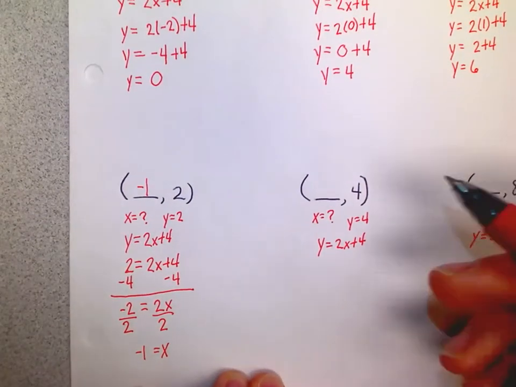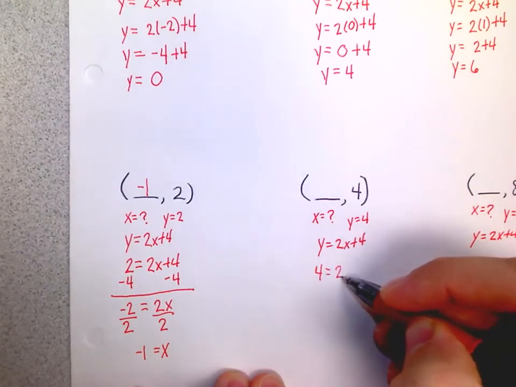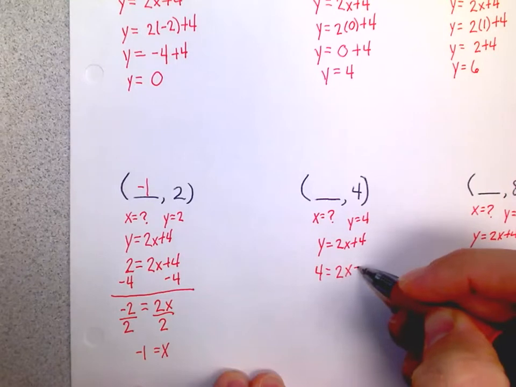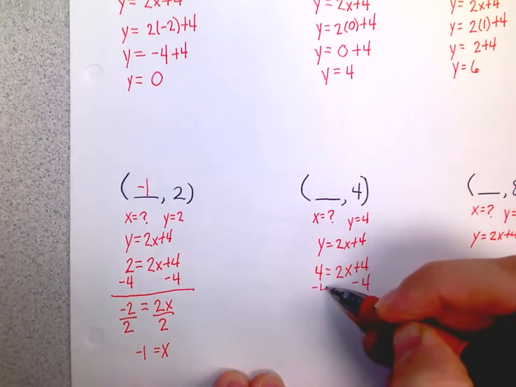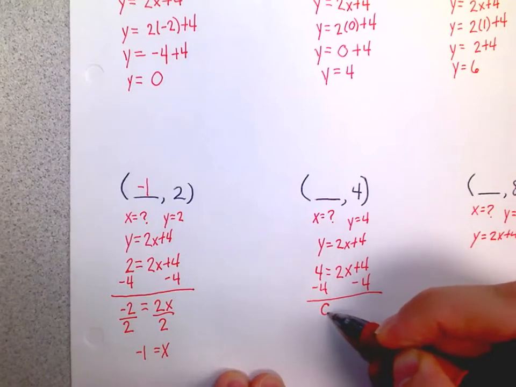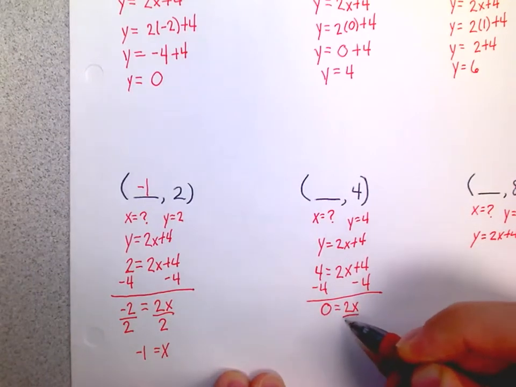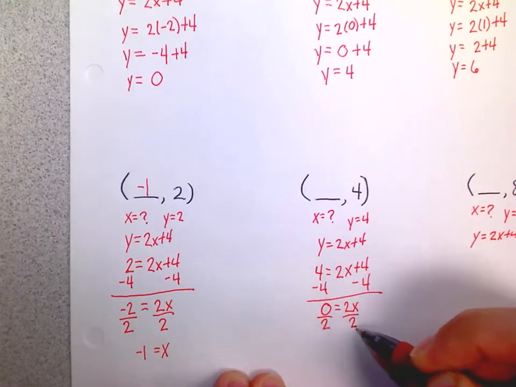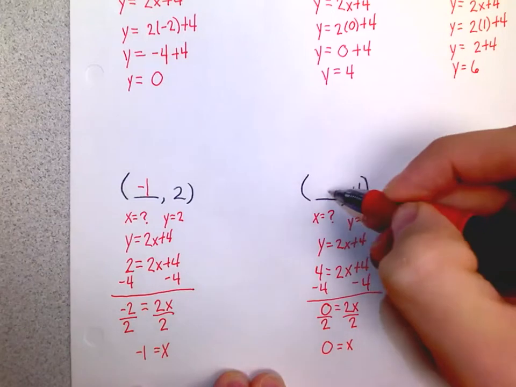For this next problem, we know that y is equal to 4, and we're going to solve for x. In this case, we have 4 equals 2x plus 4. Starting off, let's subtract that 4 on both sides. We have 0, because 4 minus 4 is 0, equals 2x. Solving for x, we're going to divide by 2 on both sides, and we get that x is 0. So let's put a 0 up here.